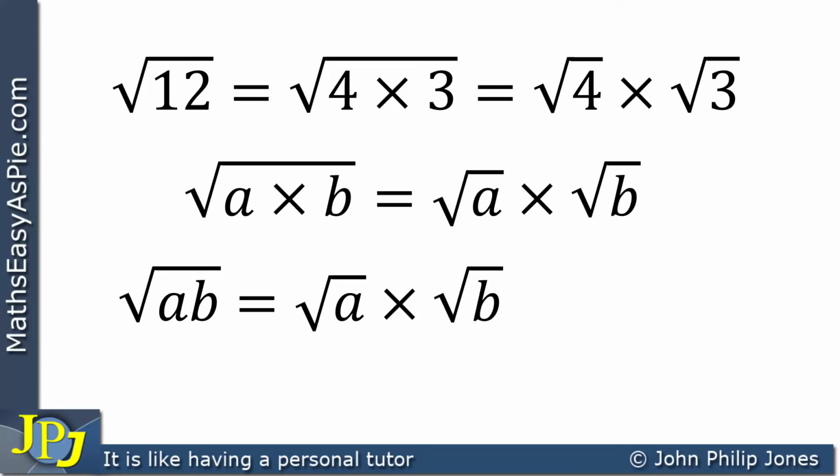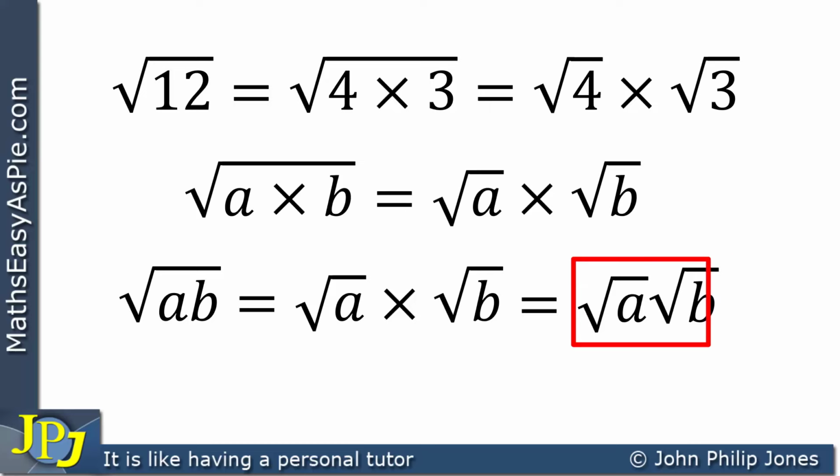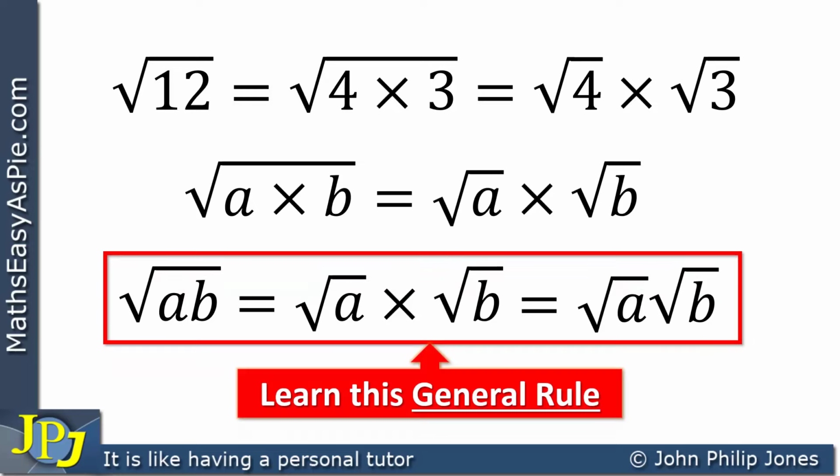And of course, we can write this as you see here, the square root of a, the square root of b, with no multiplication sign in between. But what this means is you take the square root of a first, then the square root of b, and with the results of both of those square roots, you multiply them together. So this is the general rule, and if you're going to work with surds, you really need to learn this general rule and use it when you're dealing with surds.